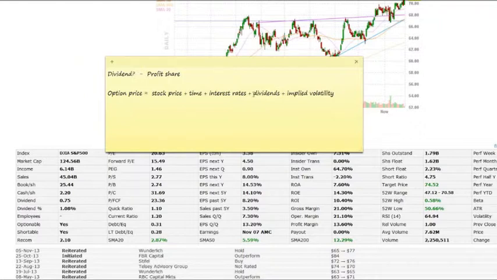So dividends factor in here. One of the things about dividends is they're seen ahead of time. They are known ahead of time. They're right there in front of every investor to see, so it's not something that catches people off guard.